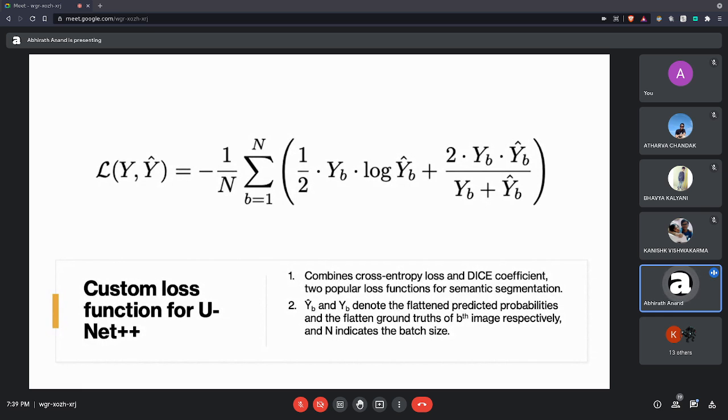Does anyone have a doubt in the architecture part that I've discussed so far? Any questions regarding how the architecture is made or framed or anything like that? Can you go over semantic gap once again?